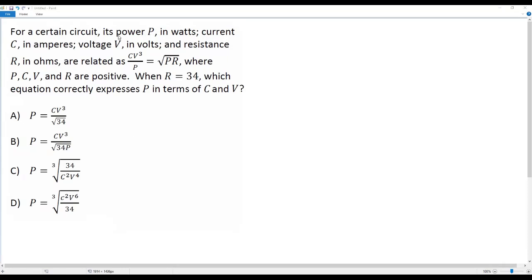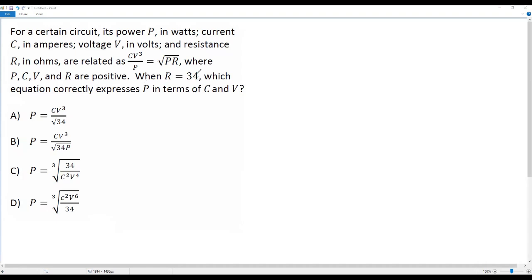For a certain circuit, its power P in watts, current C in amperes, voltage V in volts, and resistance R in ohms are related as C times V cubed divided by P equals the square root of P times R, where P, C, V, and R are positive. When R equals 34, which equation correctly expresses P in terms of C and V?